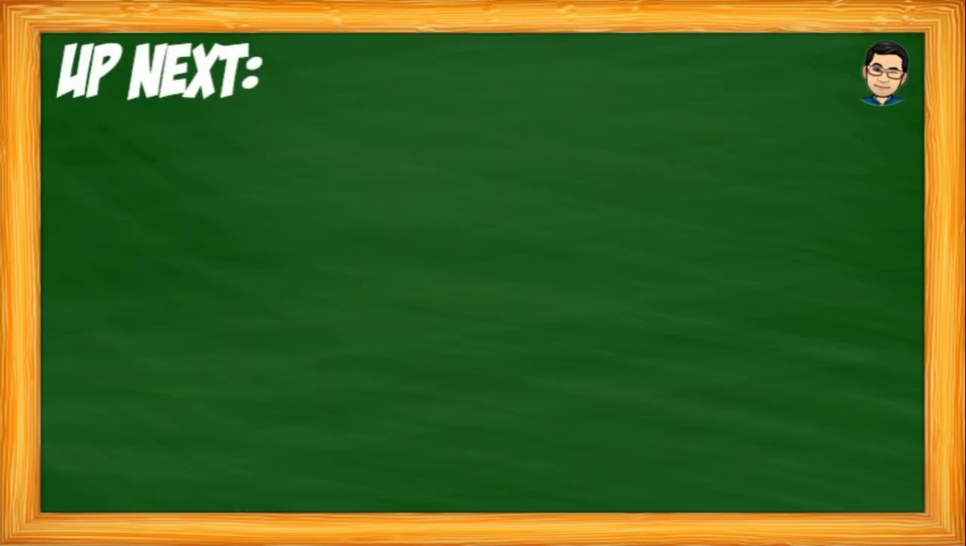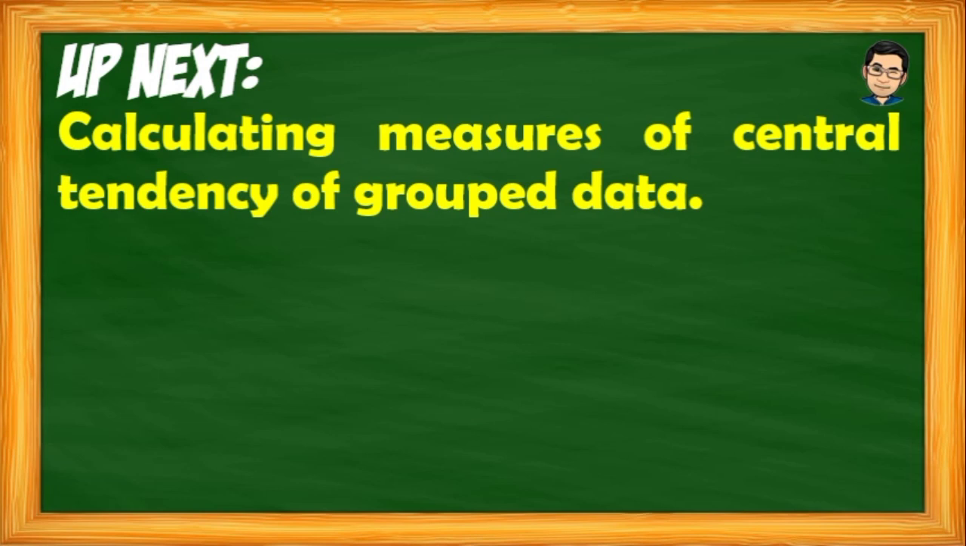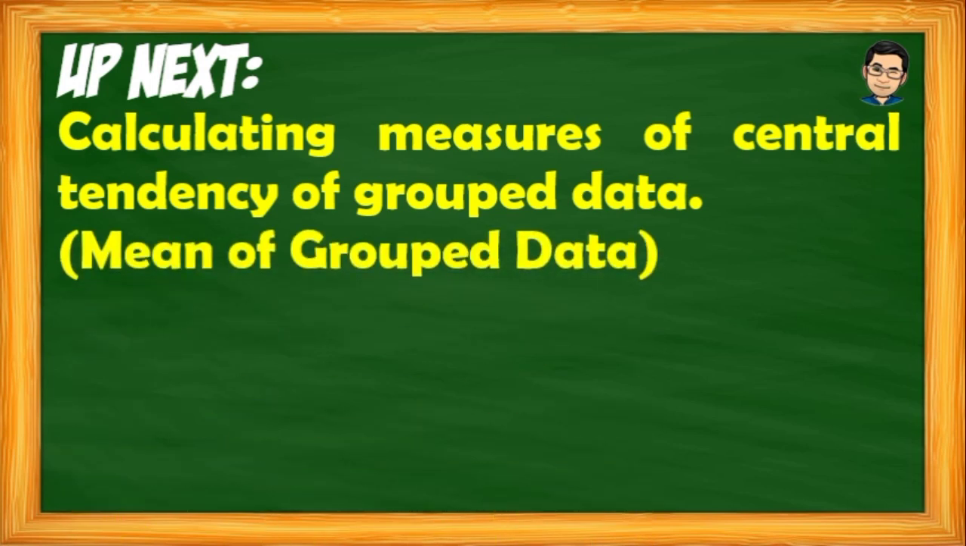Up next, after ungrouped data, we'll now move on to grouped data. We will calculate the measures of central tendency of grouped data. Since there are three measures of central tendency and it's grouped data, there will be three video lessons that I will upload one after another. The first is the mean of grouped data. We will discuss two methods for solving the mean. Whichever method we use, we will get the same answer.